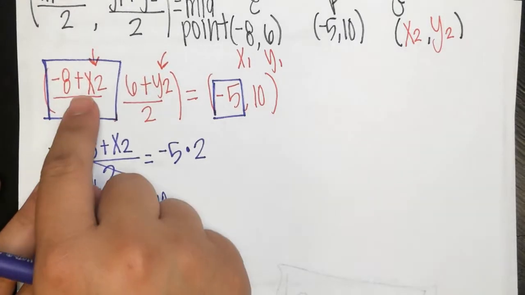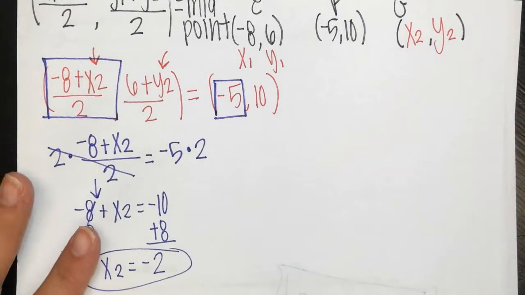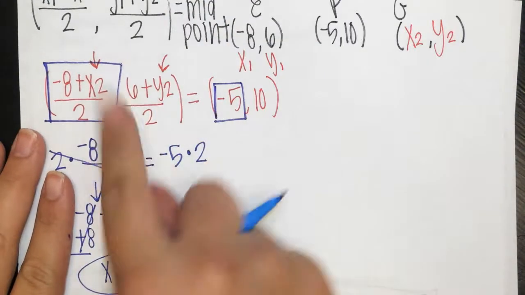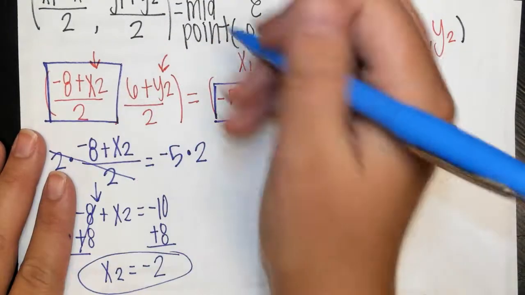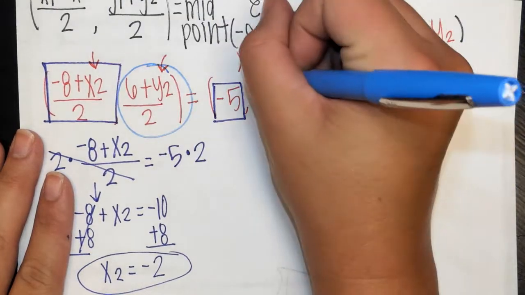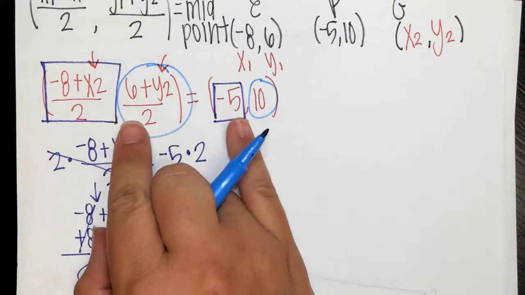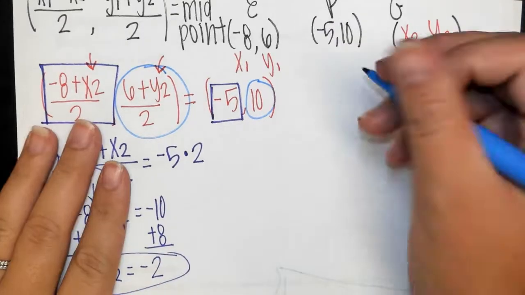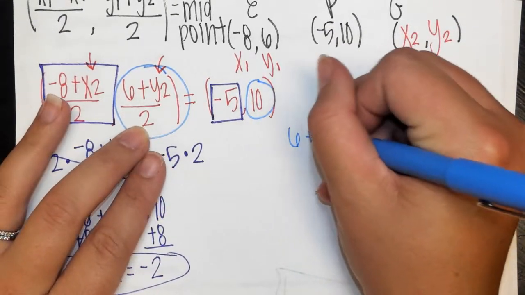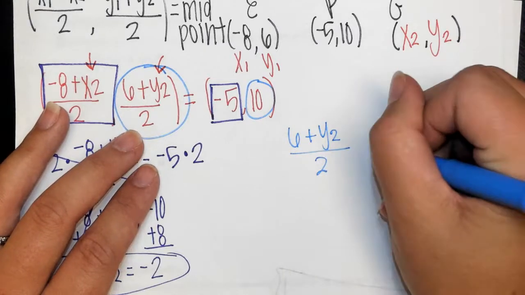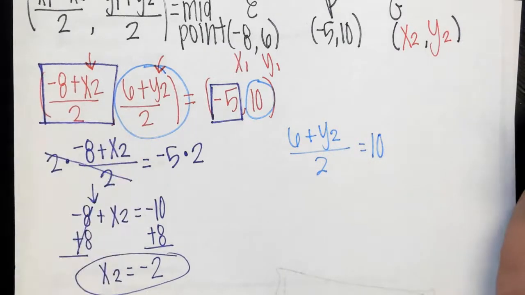Okay, so if we set the x equal with the x, what do you think we're going to set y equal to? Good. So I boxed and boxed. Now I'm going to circle and circle. Anything that's boxed, set equal. Anything that's circled, set equal. So now let's do the y. 6 plus y sub 2 divided by 2 is equal to 10.